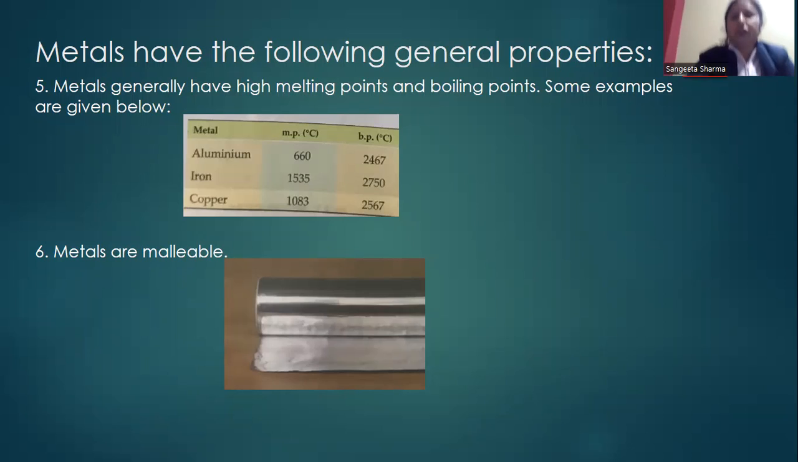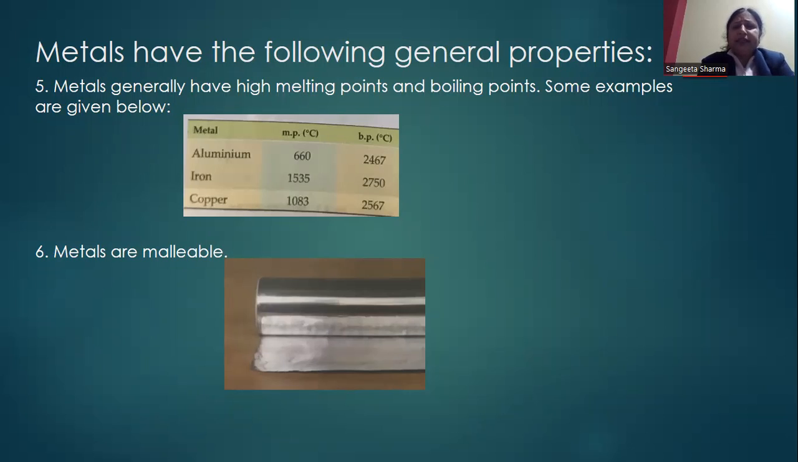In comparison to metals, non-metals have low melting and low boiling points. And metalloids have not very high, not very low melting and boiling points. They are intermediate, meaning not very high, not very low. Aluminium has like 660, so they have approximately 110 or 20 like that.